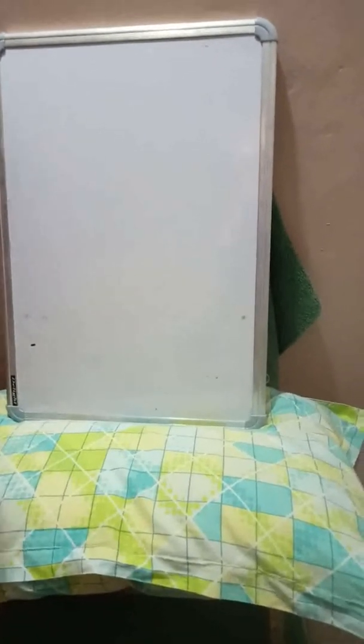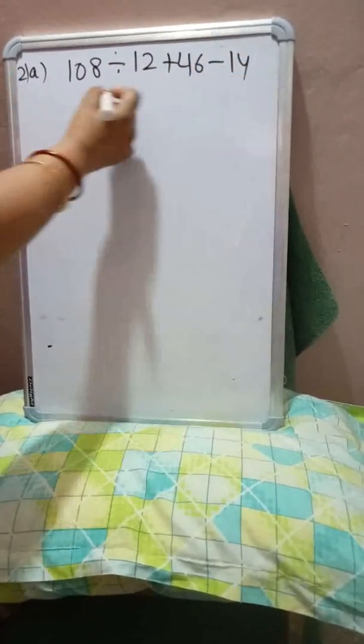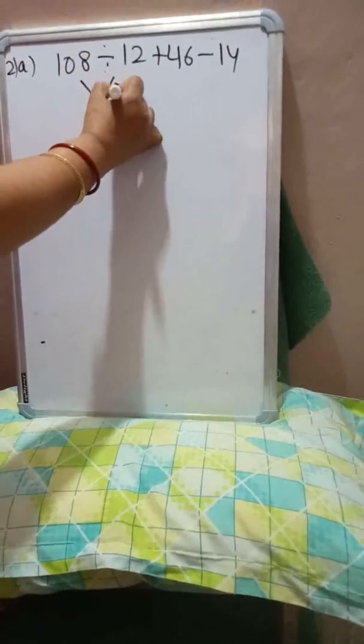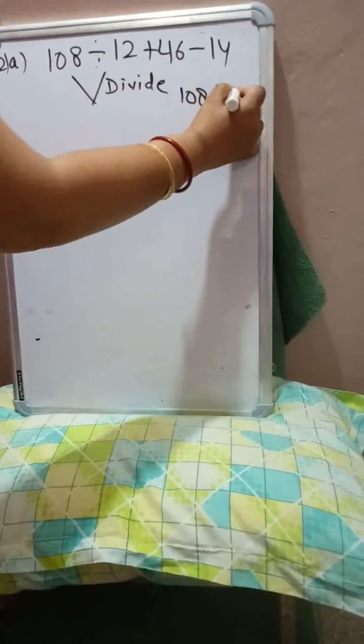Now come to question number 2. It is the simplification of mixed type of numbers, that is fraction numbers, decimal numbers and whole numbers. Let us take an example. Firstly, a simple whole number, question number 2a: 108 divided by 12 plus 46 minus 14. Here you see the division sign, addition sign, minus sign. Which one will we do? We firstly do divide. So 108 divided by 12 is equal to 9.